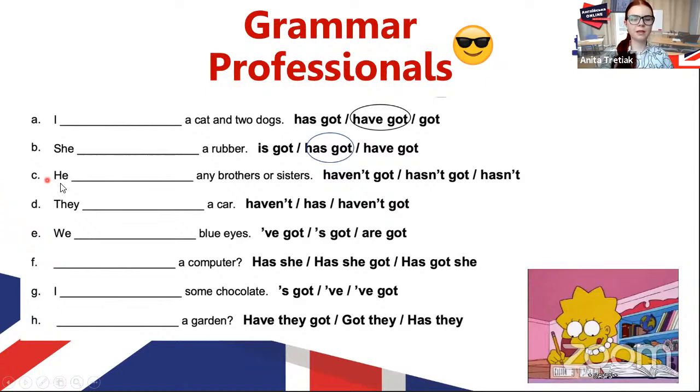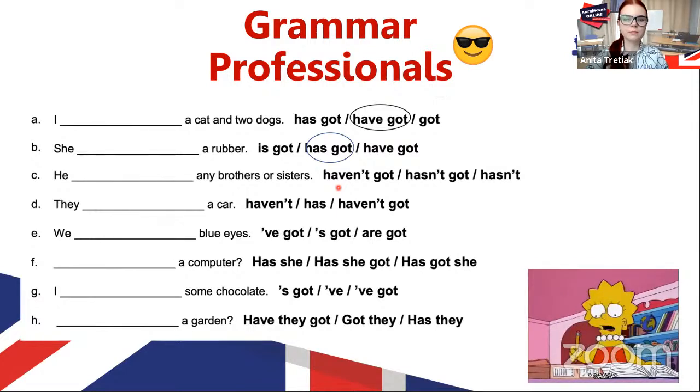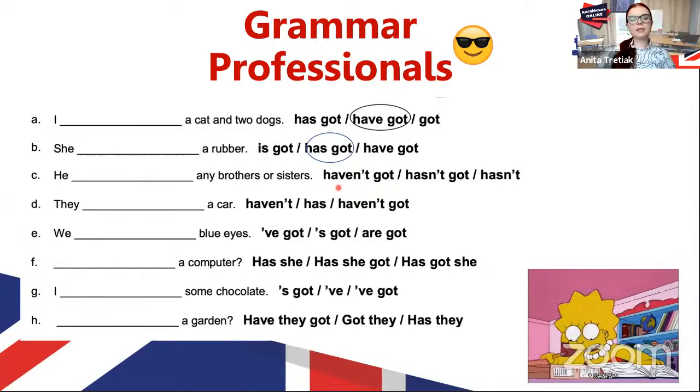All right then. Sentence C. He, any brothers or sisters? And the options are haven't got, hasn't got, or hasn't. If it's he, and if it's negative form, choose the correct answer. Write this in the chat. But please try to write C, the letter, because I need to know what sentence you are talking about. So letter C and the option.